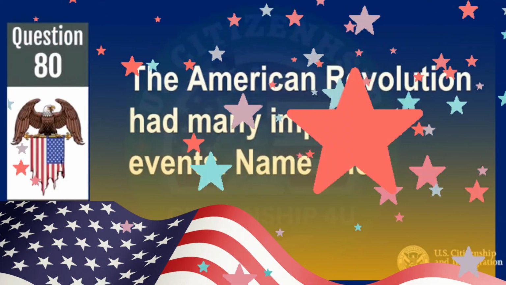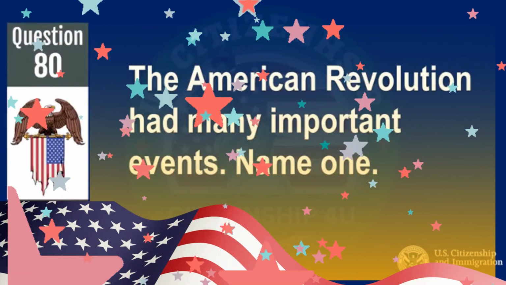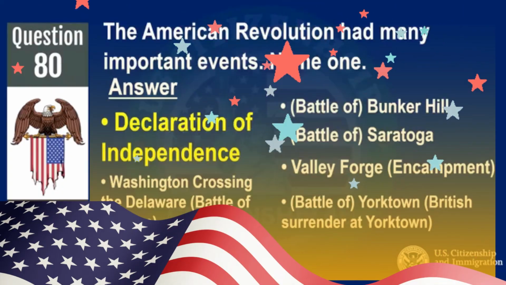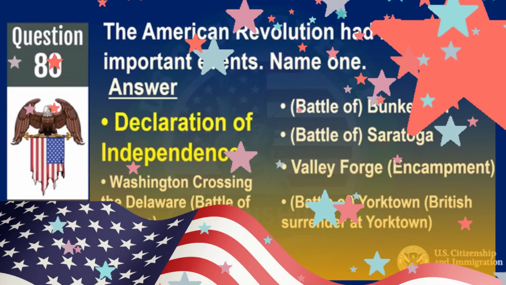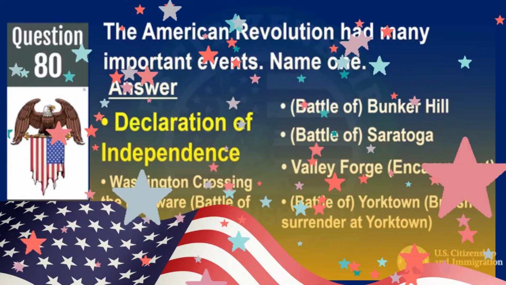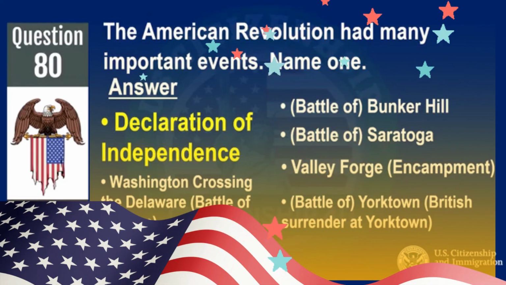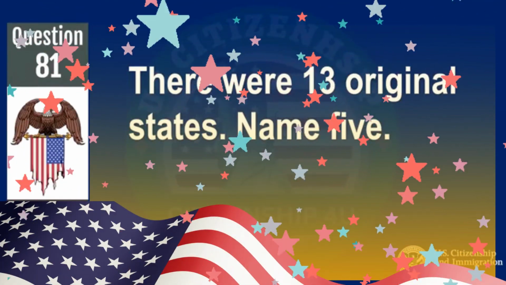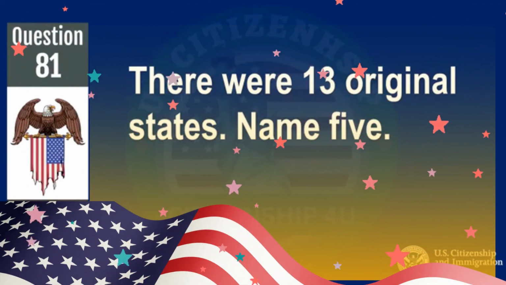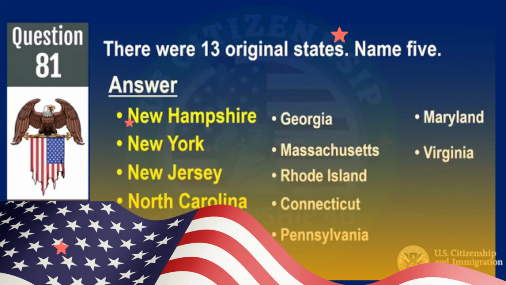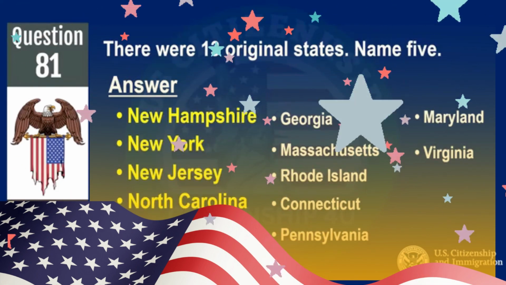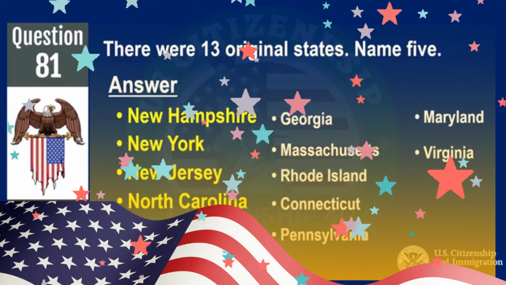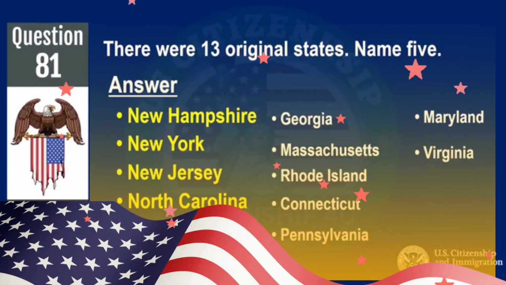The American Revolution had many important events. Name one. Declaration of Independence. There were 13 original states. Name 5. New Hampshire, New York, New Jersey, North Carolina, South Carolina.